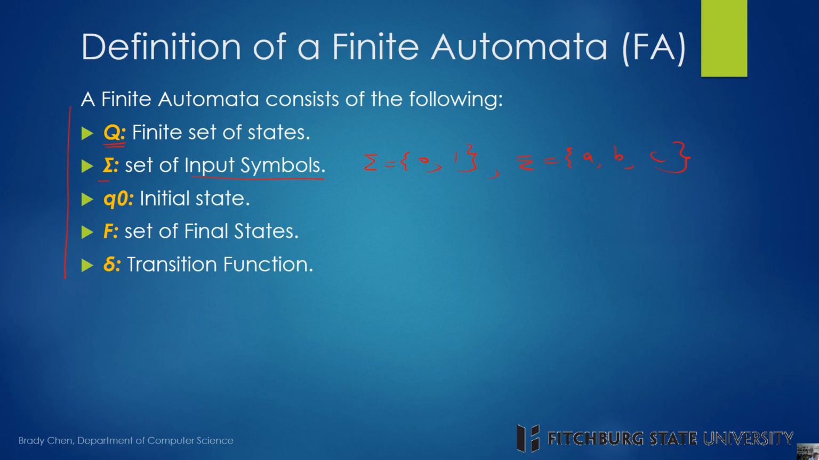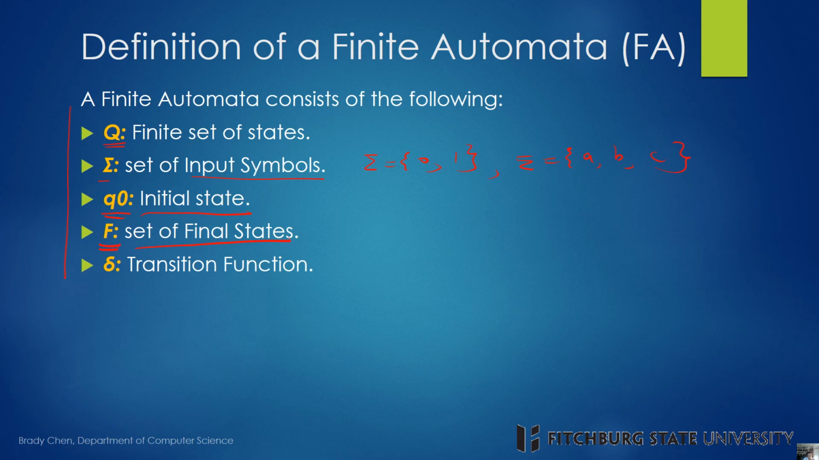And then Q0 is the initial state. The finite automata must start from the initial state, and then you're going to move to the next state based on certain conditions. Which next state you're going to move to is based on the criteria we set up in the finite automata. And then F is a set of final states.